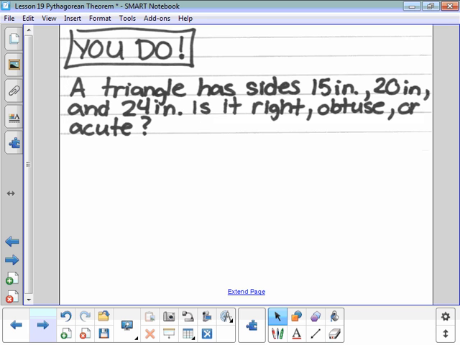So, kind of a short lesson. I have one you-do problem for you to do. Tell me whether this triangle with sides 15, 20, and 24 is a right triangle, an obtuse triangle, or an acute triangle. Do it so you can ask questions, you can check your answer, and you can practice confidently.